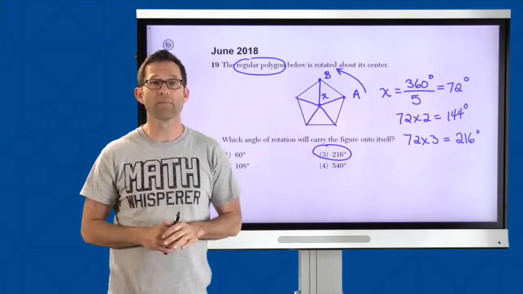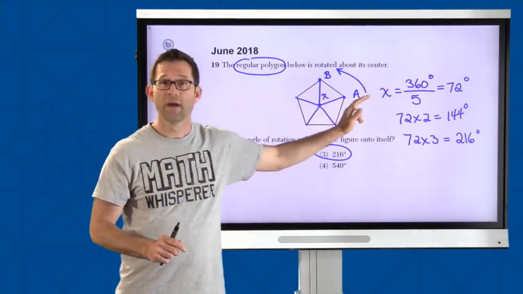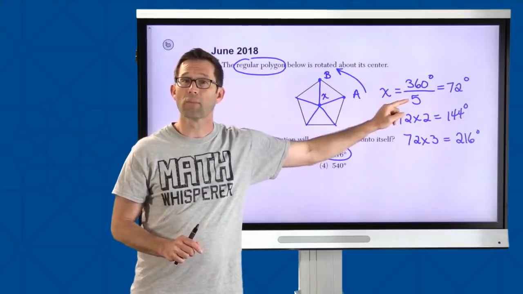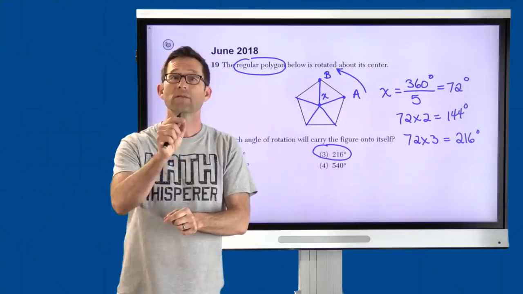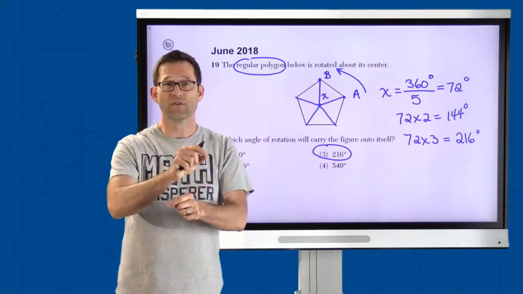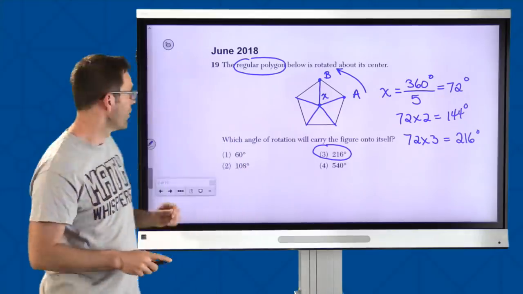And you can always find that for a regular polygon by taking the number of sides and dividing 360 by the number of sides to get that smallest angle of rotation it will take to rotate that figure onto itself. Again, that's for a regular polygon. Let's keep going.